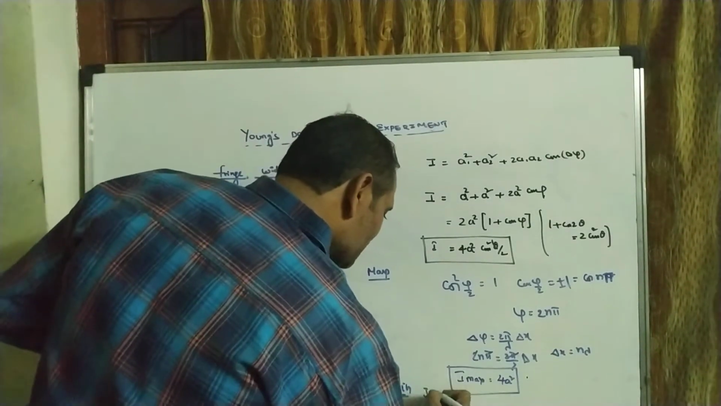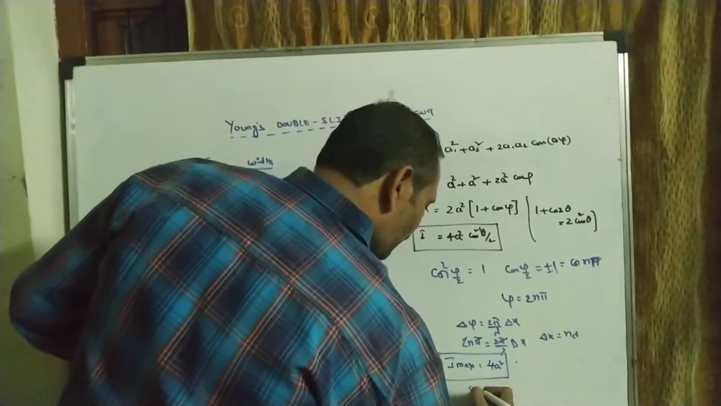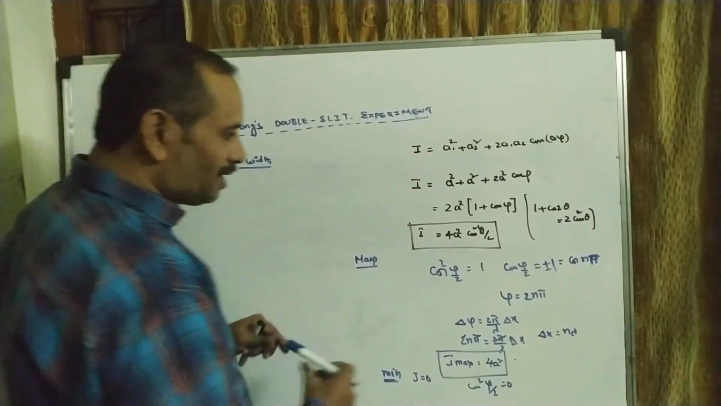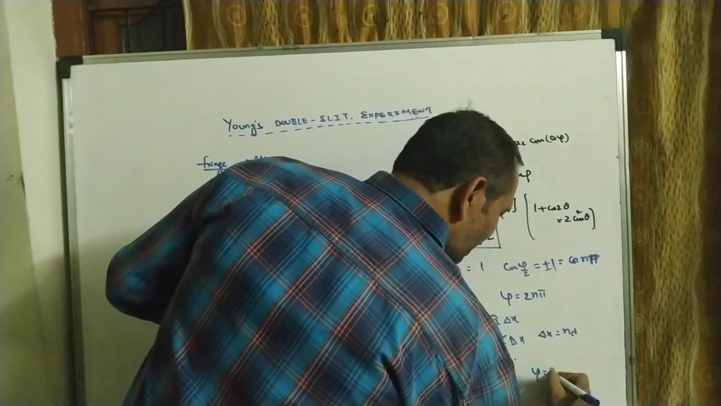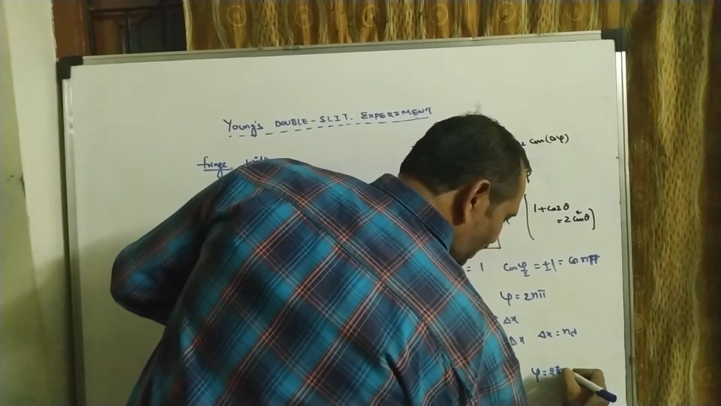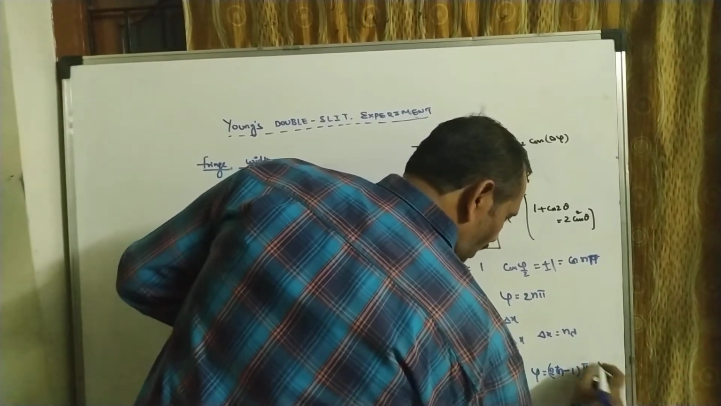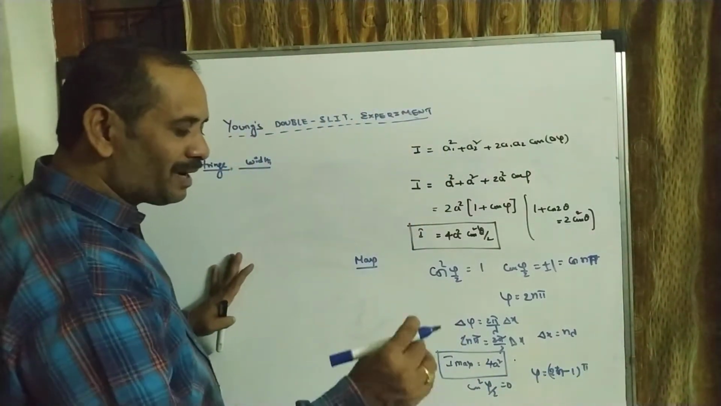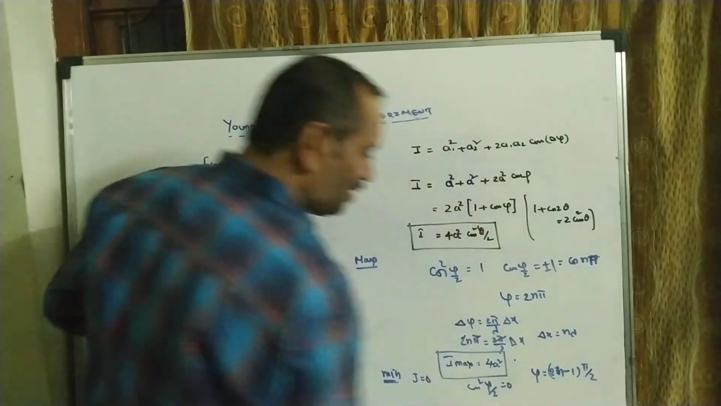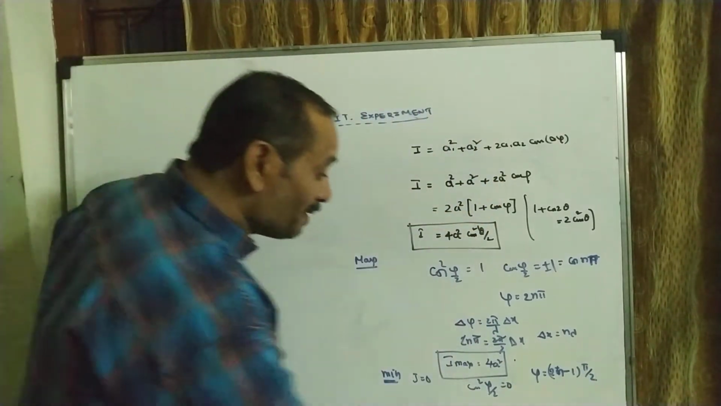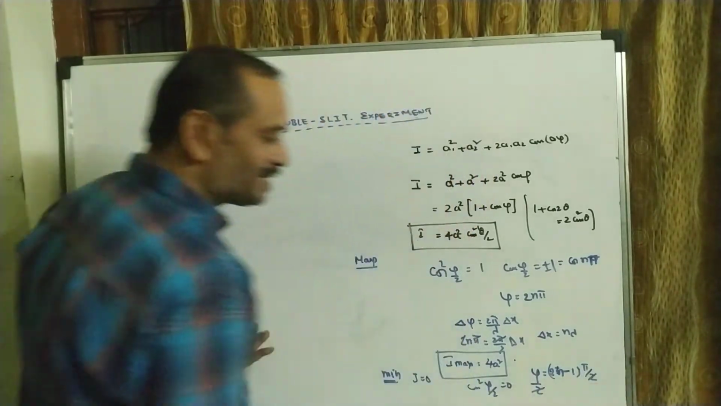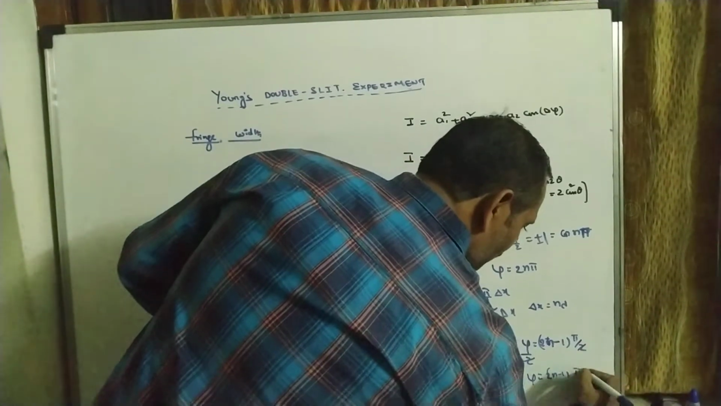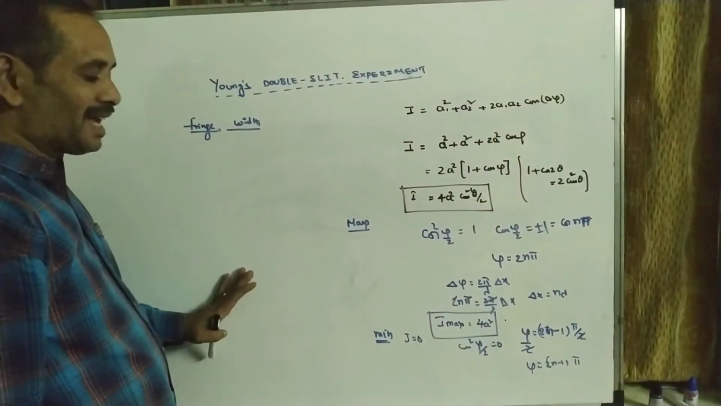I minimum equal to 0 and cos square pi by 2 is equal to 0. That is phi equal to odd multiples of pi by 2, 2n minus 1 into pi by 2 gives minimum. Pi by 2 gets cancelled, 2 gets cancelled. Phi equal to 2n minus 1 into pi gives the condition for minimum phase angle.